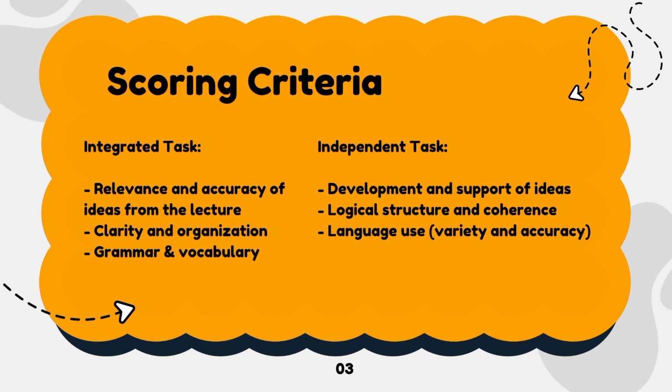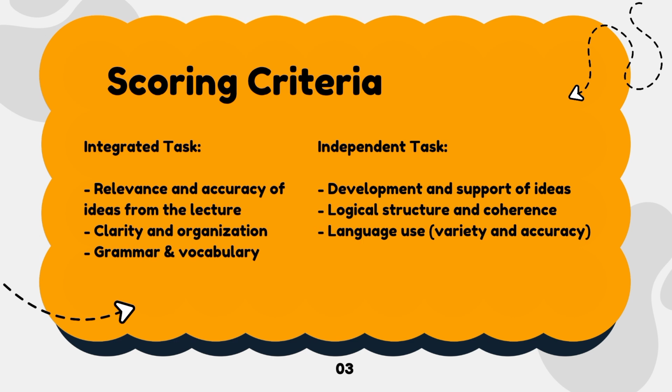Clarity and organization. Our writing should be easy to follow, with clear connections between ideas, and using transition words like "however," "in contrast," or "on the other hand" really helps. Grammar and vocabulary. Make sure to use proper grammar and a good range of vocabulary. Repeating the same words or making grammar mistakes can lower our score.